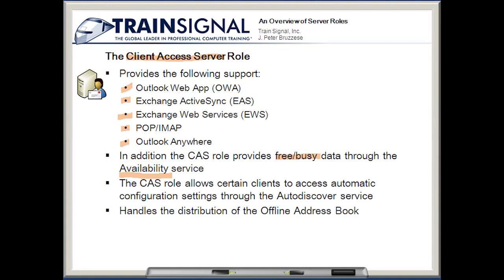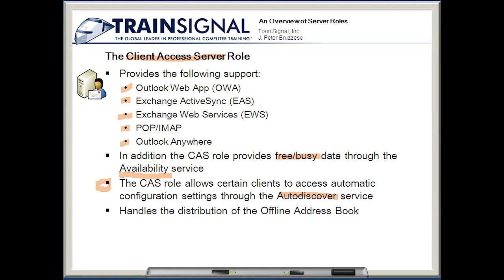The availability service will also provide access to automatic reply messages that users will send when they're out of the office, or let's say if they're away for a period of time. So the availability service takes care of things like that. And in addition to the availability service, the CAS server role also allows clients to access automatic configuration settings through the Auto Discover service. So Outlook clients and certain mobile phones that have the ability can receive their profile settings directly from the server by using the client's domain credentials.